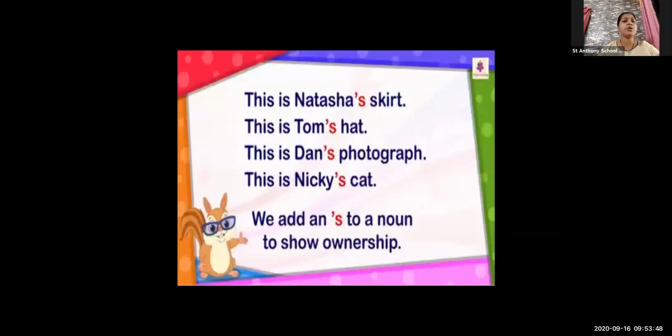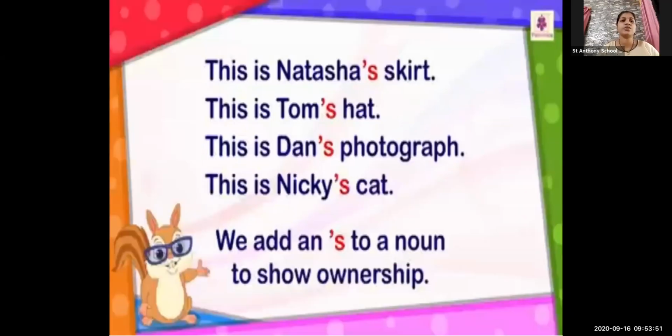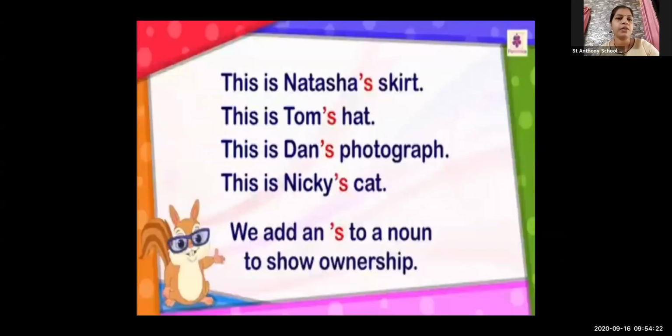Now, when we talked about all these examples, Natasha's, Tom's, Dan's, Nikki's, we added S. They are not plural words. There are not so many Natashas. But when I put the S, it is still singular. They are not many, they are singular persons. But when I put S towards their name, I put the comma over the head of the word. You can see this apostrophe S. So why do we add this apostrophe S?